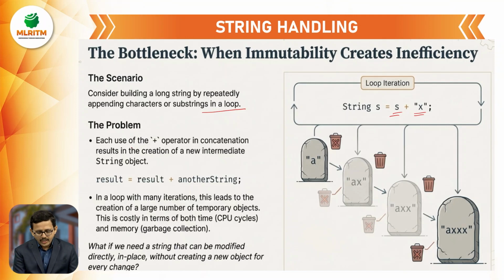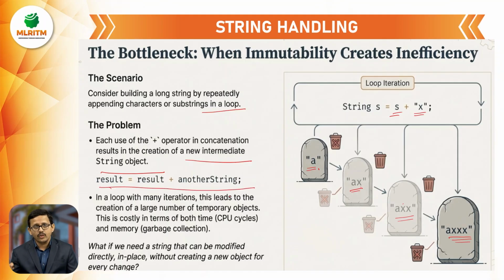Here each use of the plus operator in concatenation results in the creation of a new intermediate string object. You can see the image here. First we created an object a, then we added x to it, then we added another x to it, then another x. So with every addition of a character, a new object is created during runtime. Likewise, result is equal to result plus another string, also going on for a repeated number of loops.